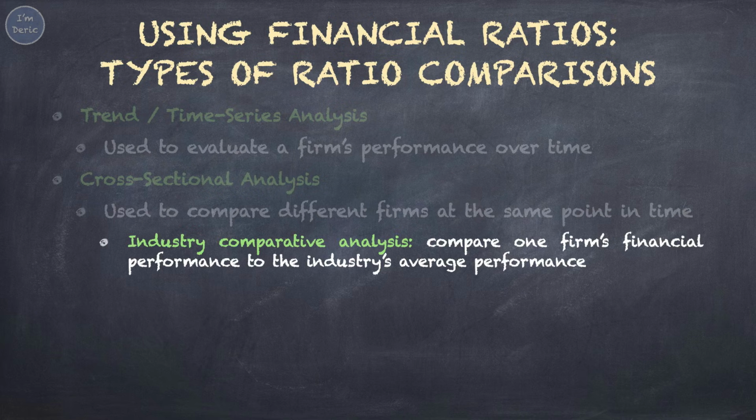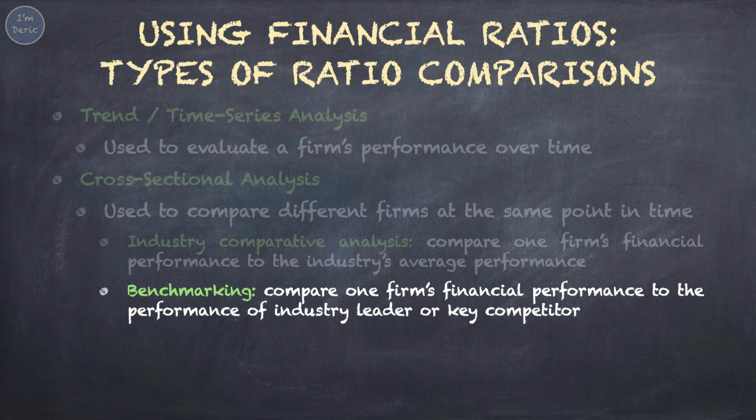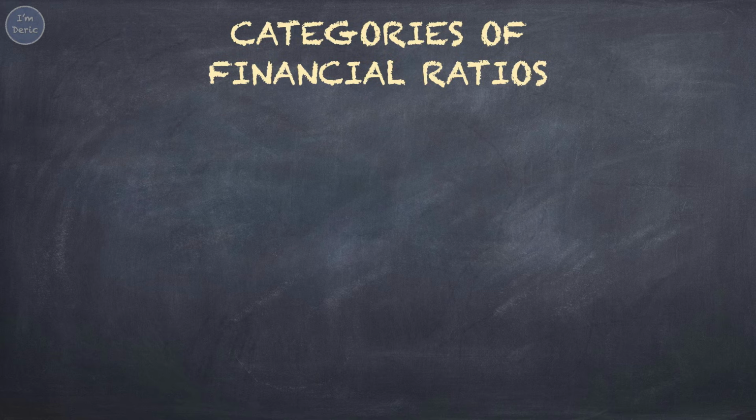About cross-sectional analysis, you can either compare one firm's financial performance to the industry's average performance, which is called the industry comparative analysis, or compare one firm's financial performance to the performance of industry leader or key competitor, that's called benchmarking. In the following part, we are going to introduce 5 different categories of financial ratios.